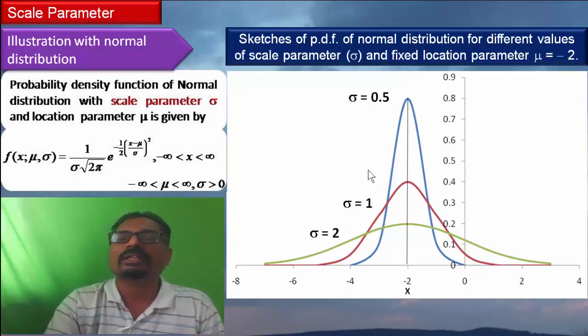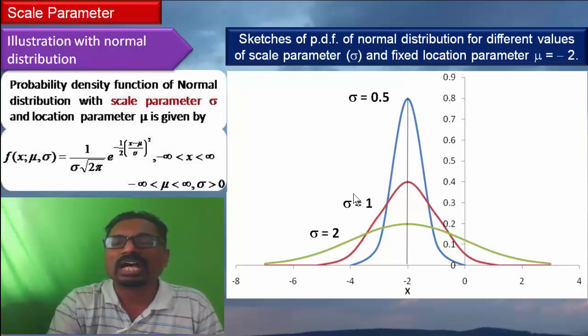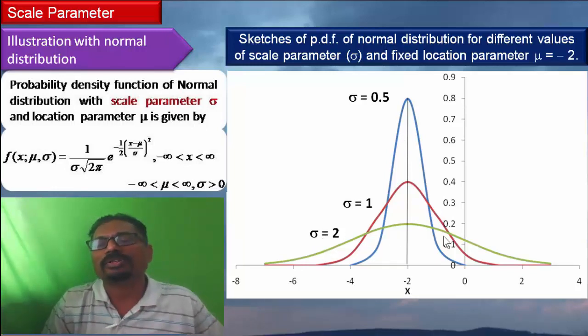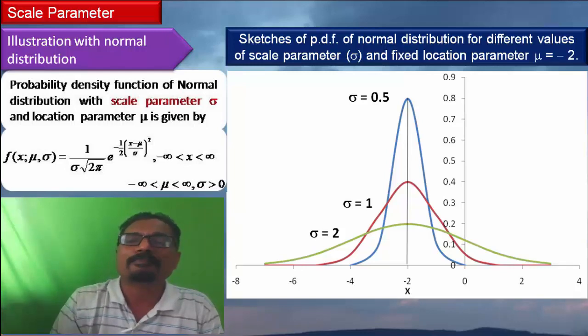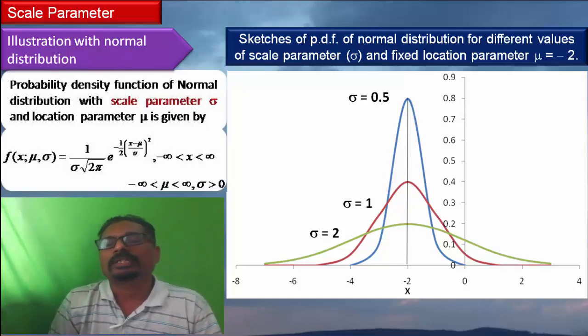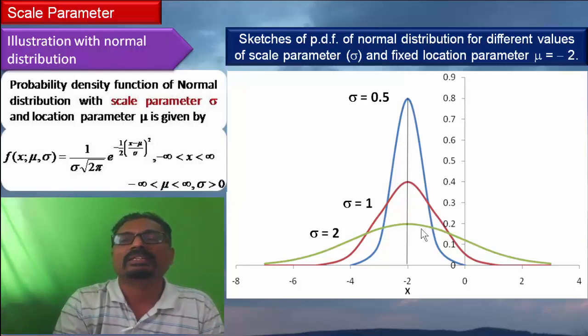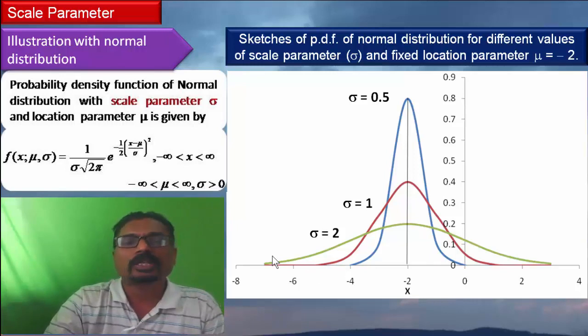You can observe that when sigma is small, the curve is compressed, and if sigma is large, then the curve is elongated, spread out, stretched. So in this way, the scale parameter sigma affects the scale of the curve. It is symmetric. There is no change in location, but a change in scale. So this is actually the scale parameter.